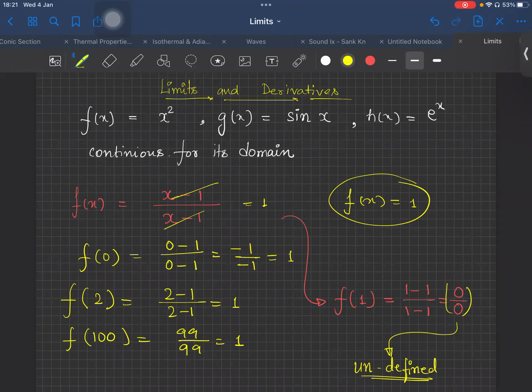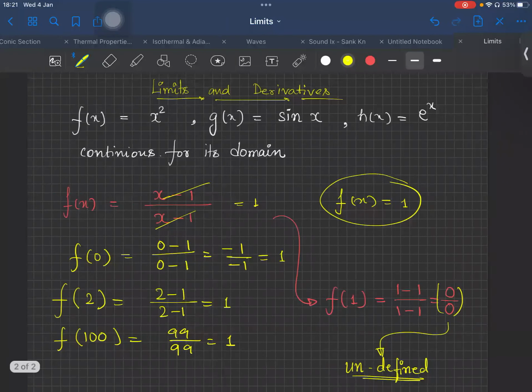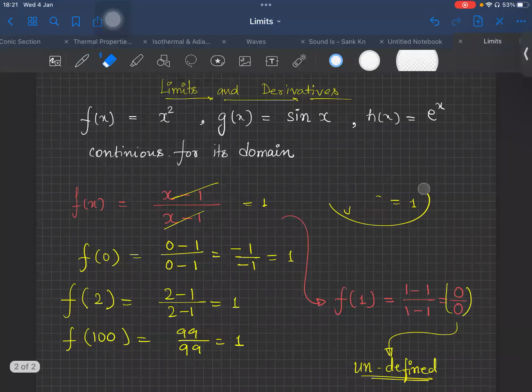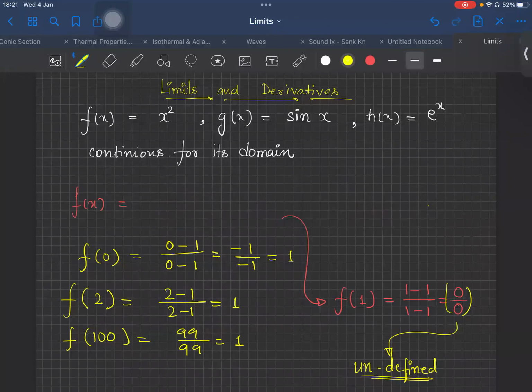We can have other functions. First, let's try to plot this function. How will this function look? This function was x minus 1 upon x minus 1. Let's see how it will look.